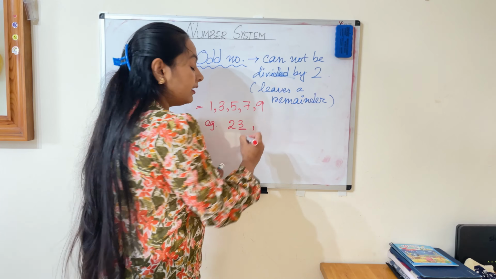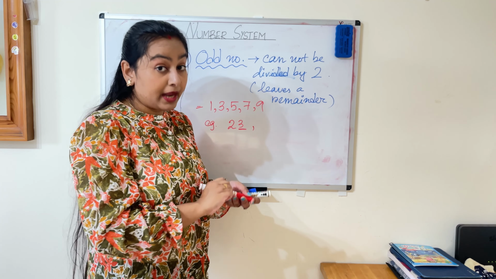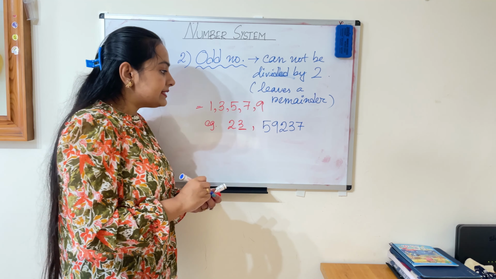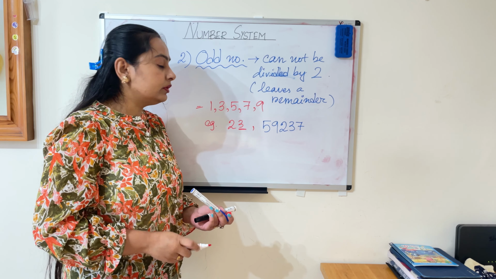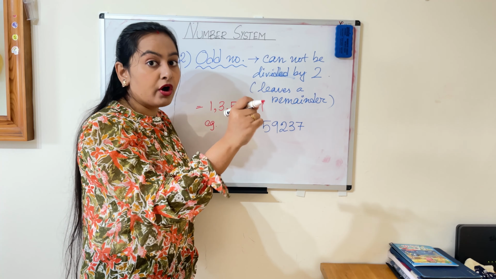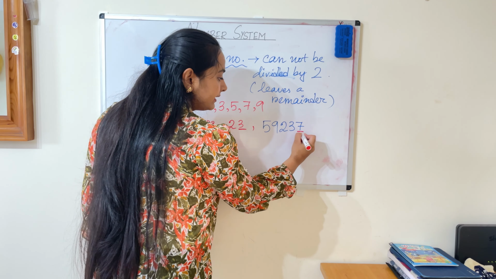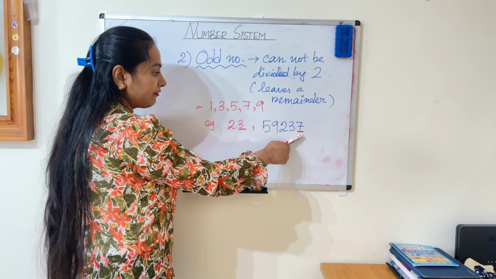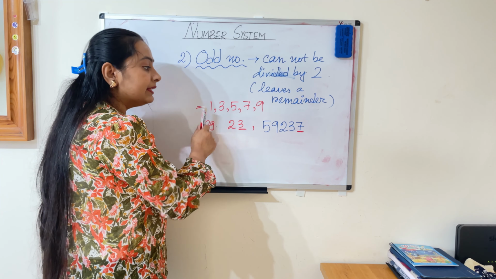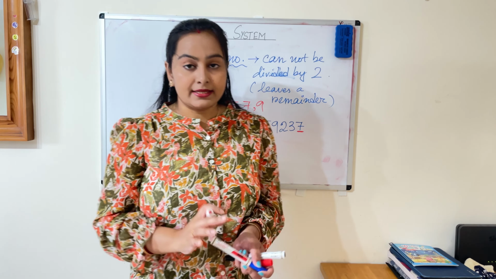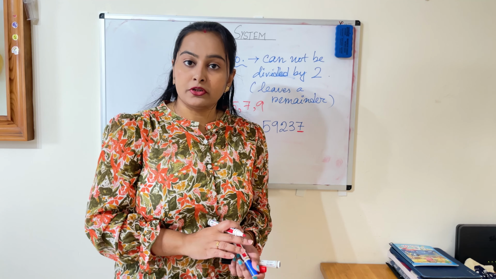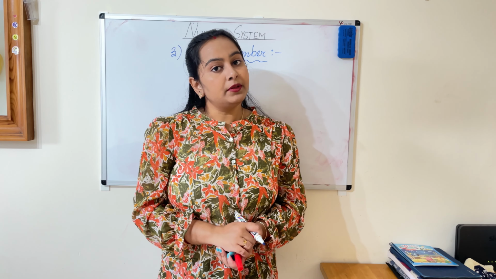Then take a larger number, 59237. In this number we have to focus on the unit place or ones place digit. What is that? That is 7. So if there is 7 or 9 or 5 or 3 or 1, then that number is considered an odd number, right? Hope all of you understood up to this portion. So next we'll talk about prime numbers.